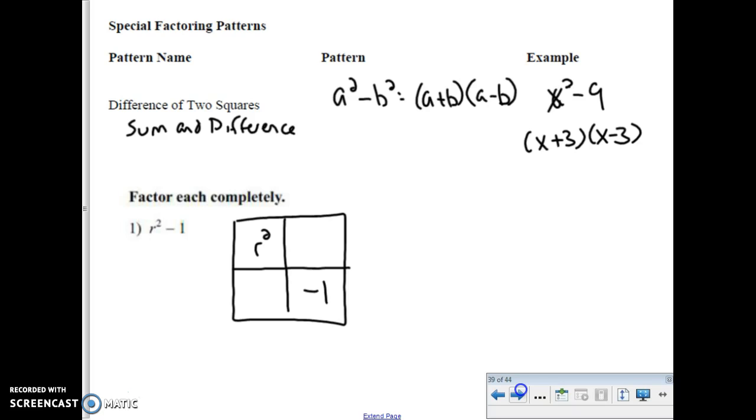And I'm thinking to myself, what gets me r squared? That would have to be r and r. And when I'm adding these two together, I'm trying to get a sum of 0. So what gets me negative 1? Negative 1 and positive 1. So if I were to multiply, I would get 1r and I get 1 minus r. So the factoring pattern would turn out to be (r plus 1)(r minus 1).